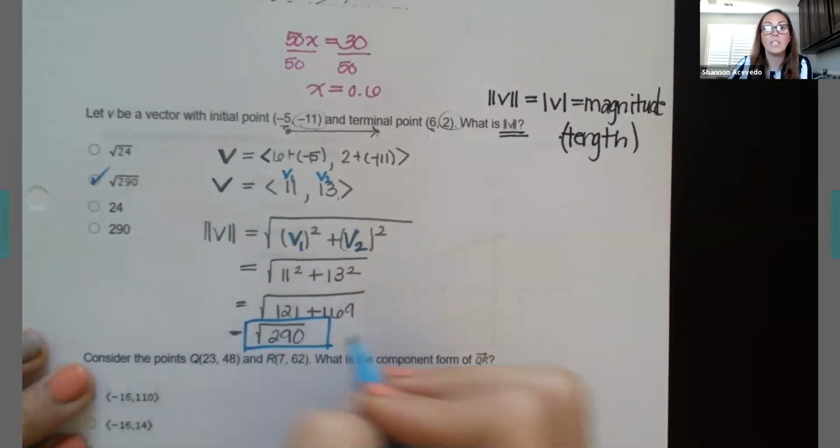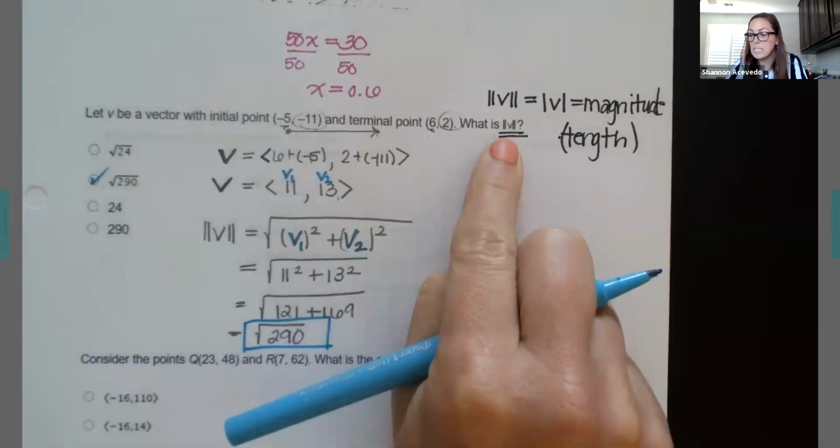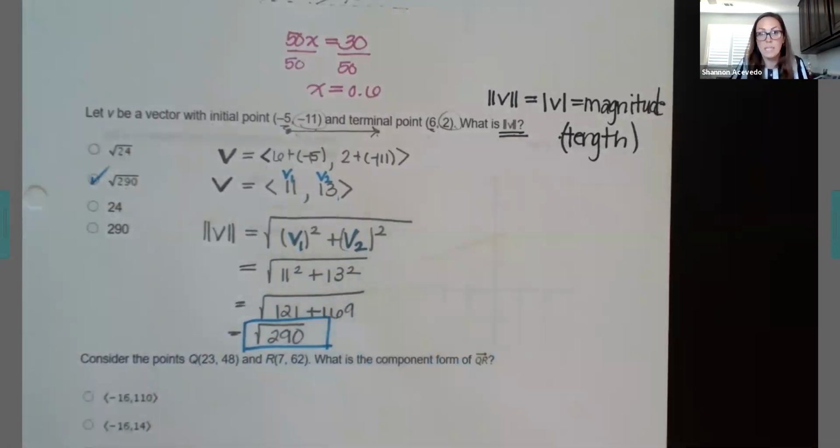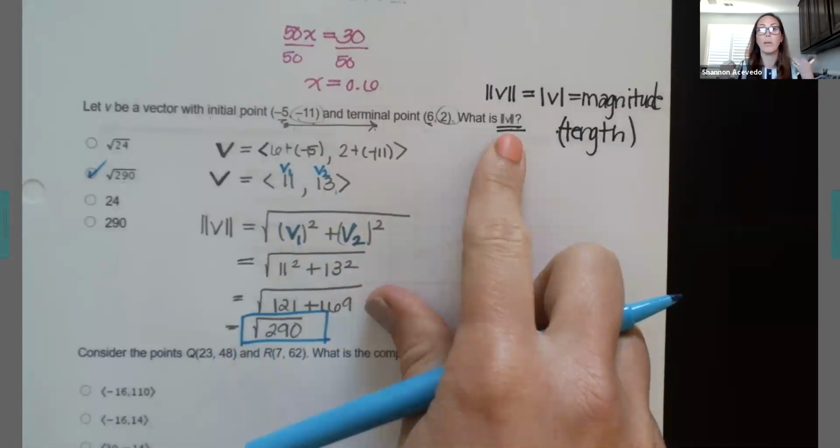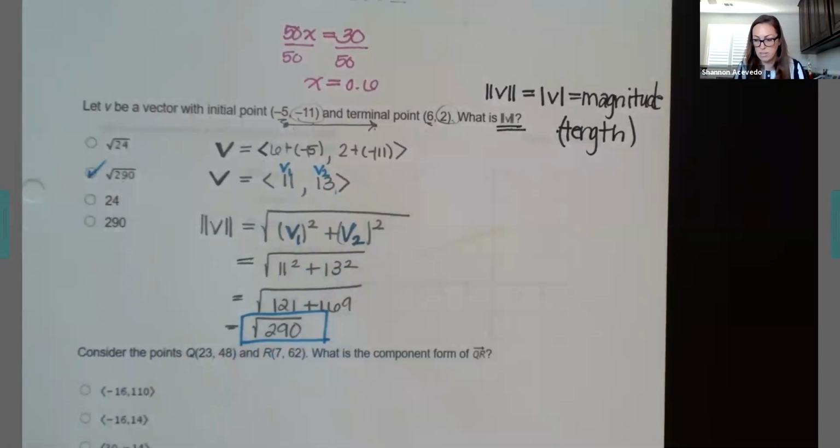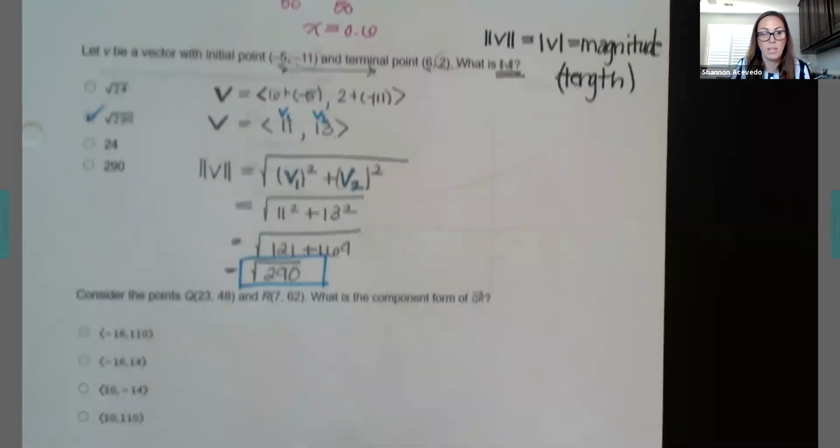So I needed to know what that notation means. They didn't say find the magnitude. What is the length? They said what is, and they gave you this notation. So you need to be able to identify it. All right.